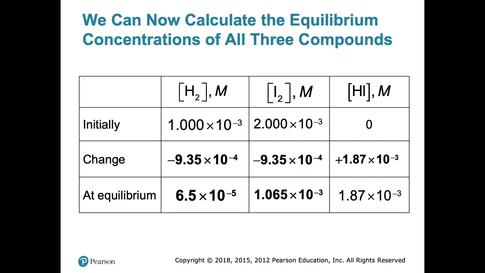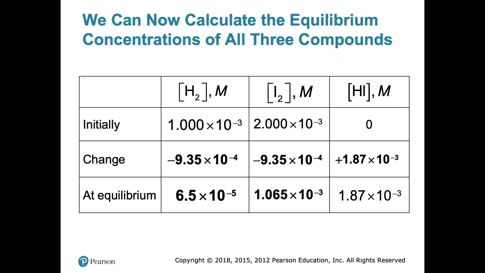Doing that calculation gets you this. So now you have a completed ICE table that shows you the initial concentrations of the reactants, shows you the change, and then at equilibrium, it shows you what the concentration of each is. At equilibrium, the concentration of hydrogen gas is 6.5 times 10 to the negative 5. Iodine gas is 1.065 times 10 to the negative 3. And then we already knew this from the question, which is 1.87 times 10 to the negative 3 for the equilibrium concentration of hydrogen iodide. Which is great.